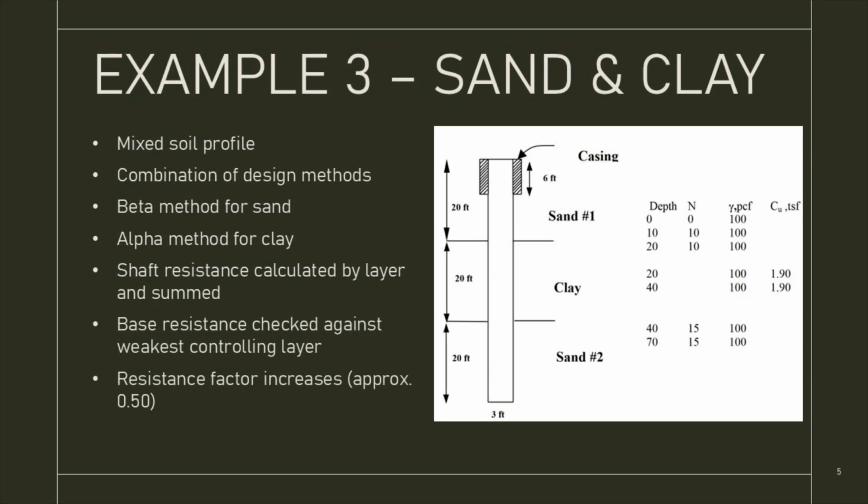The third example involves a layered soil profile with sand over clay over sand. This example clearly shows how LRFD design adapts to varying subsurface conditions. Each layer is treated according to its governing behavior. The sand layers use the beta method, while the clay layer uses the alpha method. Shaft resistance is calculated separately for each layer and then summed.